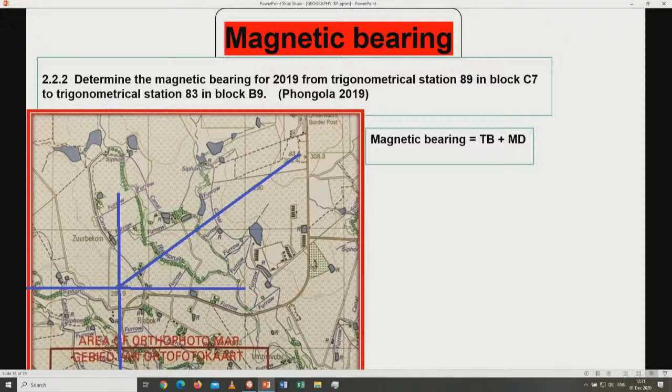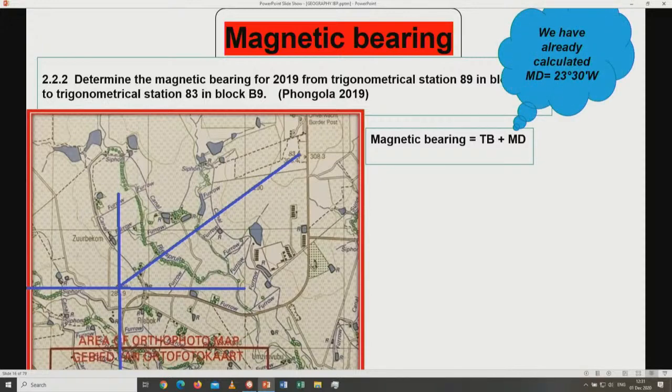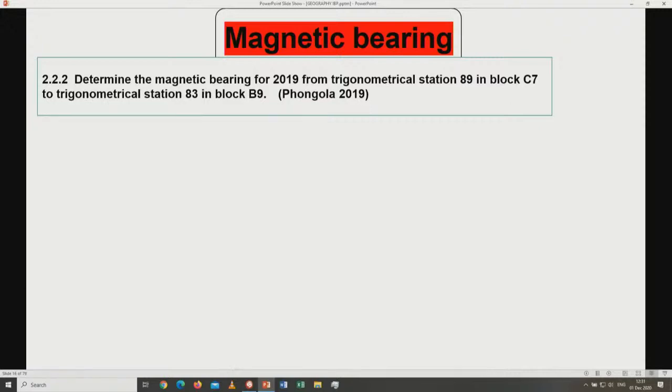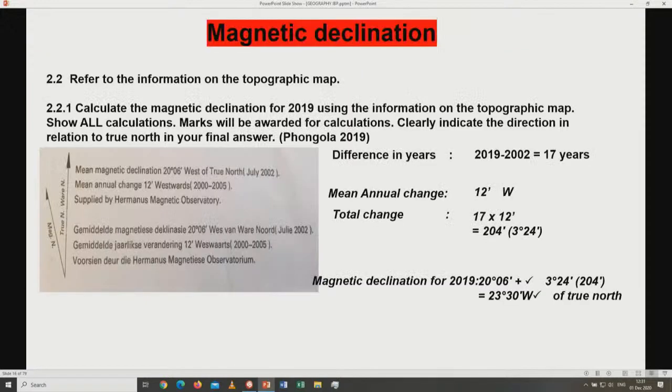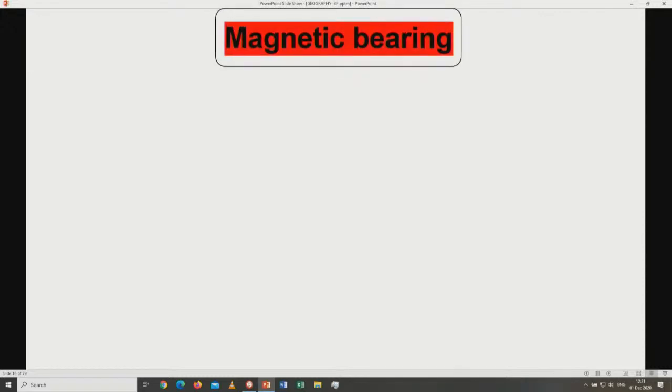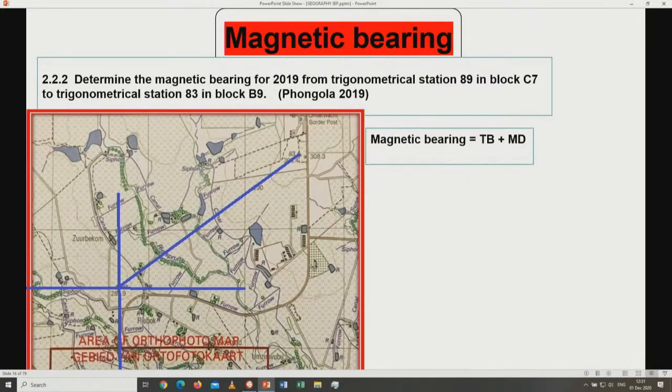Because what you must remember, now look at my presentation closely, is that we have already calculated the magnetic declination, and we got it as 23 degrees 30 minutes west. You must remember that. Let me show you. There we have it. There is our magnetic declination, Grade 12. So in this case, when they say we must calculate the magnetic bearing, it means that we already have the magnetic declination. If you do not have the magnetic declination, start by calculating the magnetic declination.